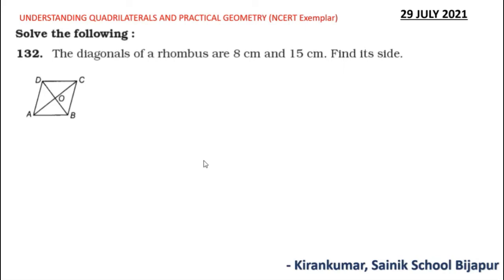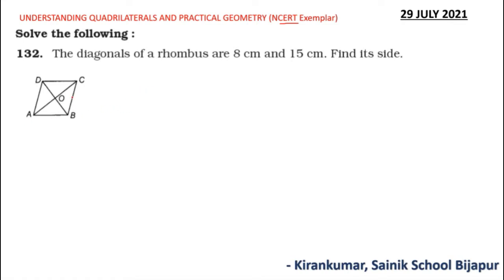Hello students, let us continue the session on understanding quadrilaterals and practical geometry from NCERT Exemplar. As I had mentioned in the previous session, we will be solving the questions from 132 onwards. Question 132: the diagonals of a rhombus are 8 cm and 15 cm. Find its sides.